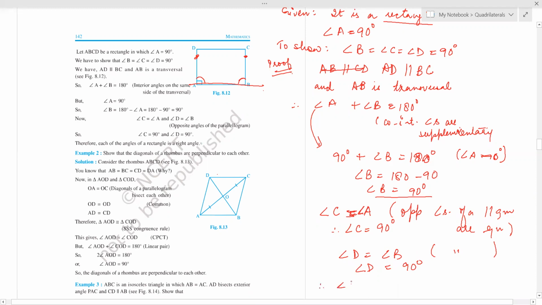So therefore we can write angle A is equal to angle B is equal to angle C is equal to angle D is equal to 90 degrees. So all the angles of a rectangle are 90 degrees. We have shown that all the angles are 90 degrees, and therefore in the definition it's enough to say that one angle is 90 degrees. That is why we use only one angle in the definition of a rectangle, because the others also come out to be 90 degrees, right? Yes, ma'am.